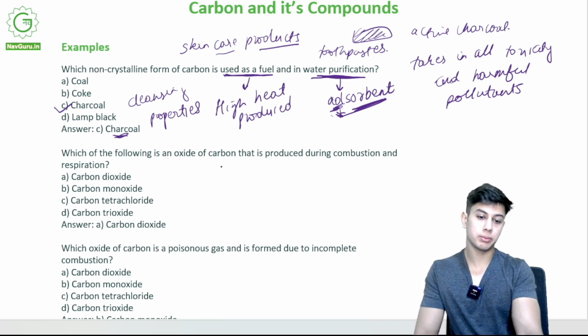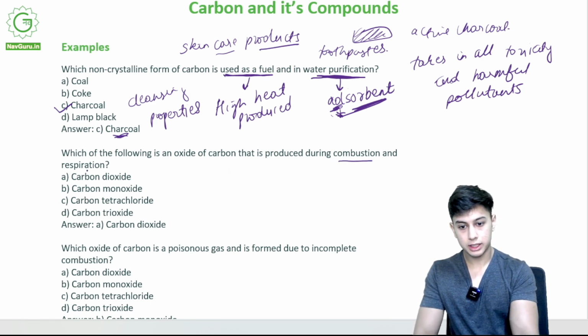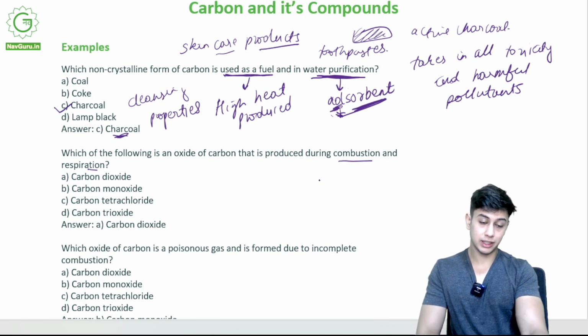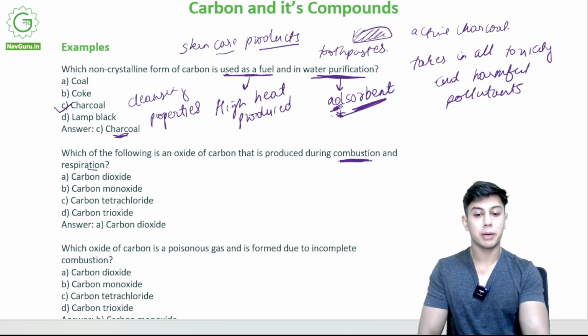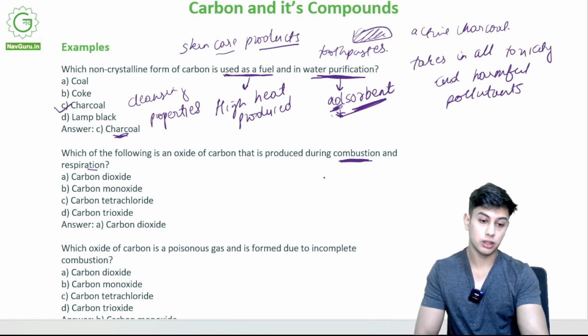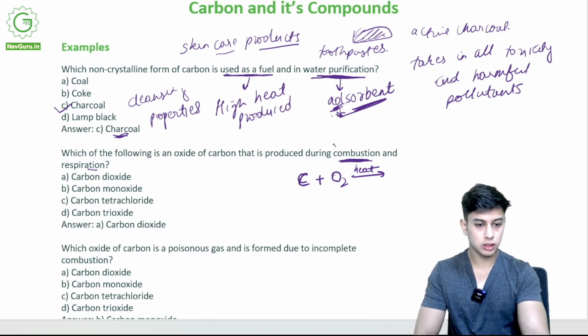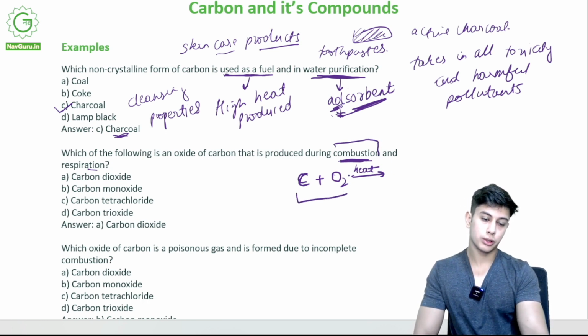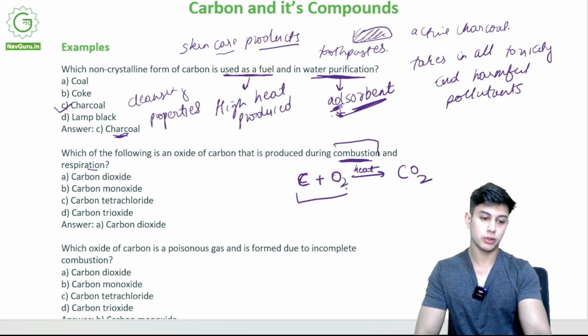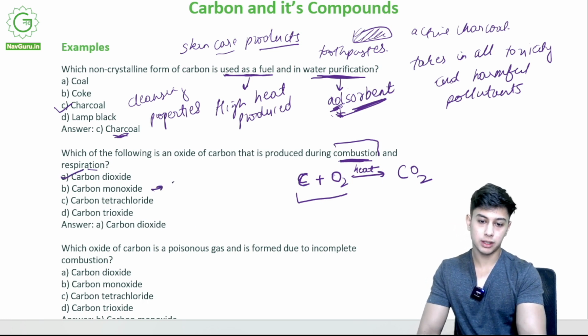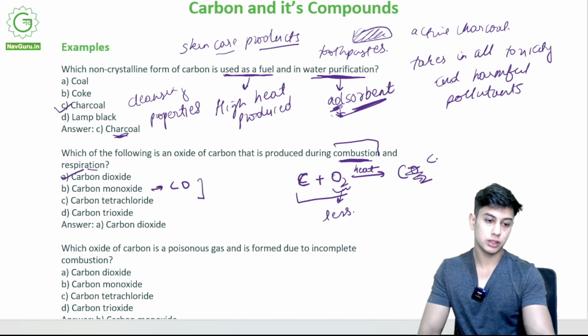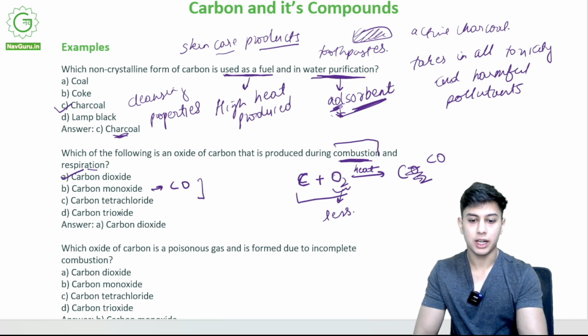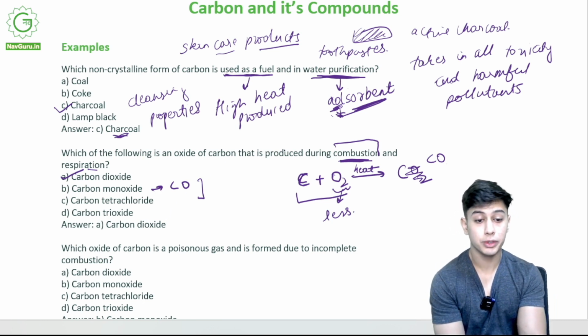Which of the following is an oxide of carbon that is produced during combustion and respiration? If you remember in the lectures, I've always said whenever any carbon product is burned, combustion, what will it leave? Suppose this was some carbon. I add oxygen and heat. Heat is produced during respiration and combustion. Respiration is a form of combustion only. So C plus O2 gives CO2, carbon dioxide. What was carbon monoxide? CO. This is formed when oxygen is less, then it would give CO. Carbon tetrachloride and carbon trioxide are other compounds which are not produced during combustion and respiration.